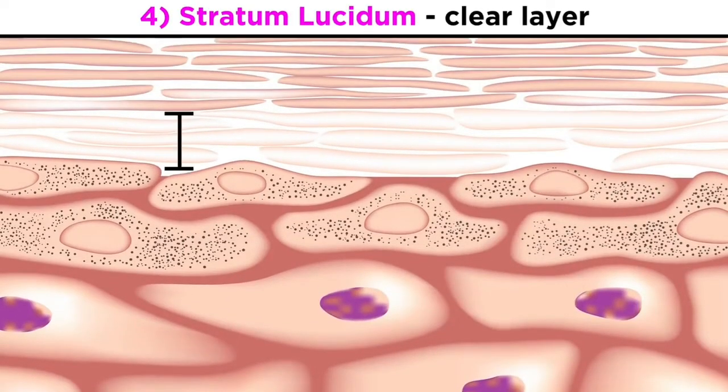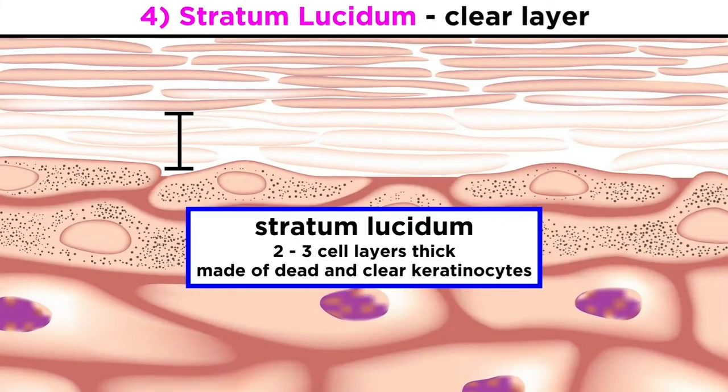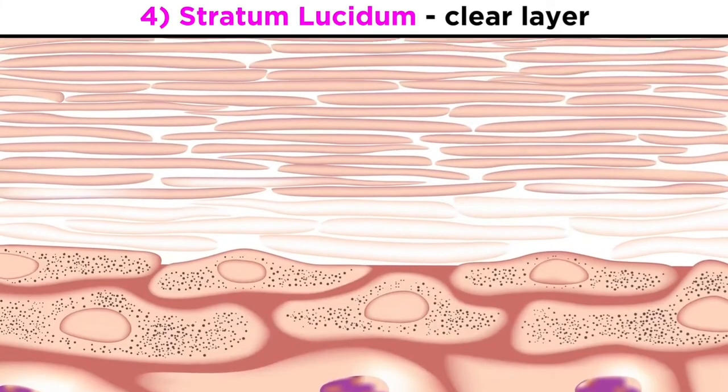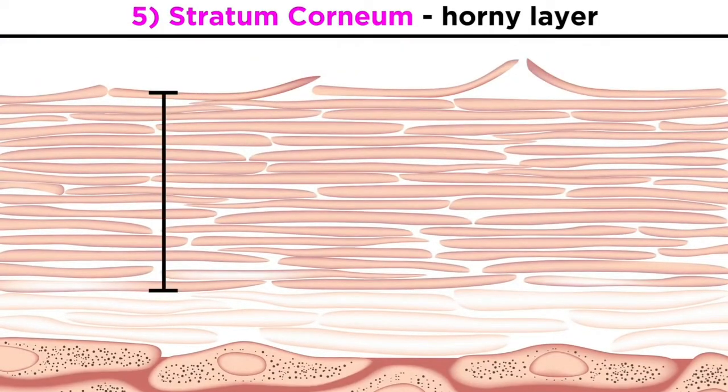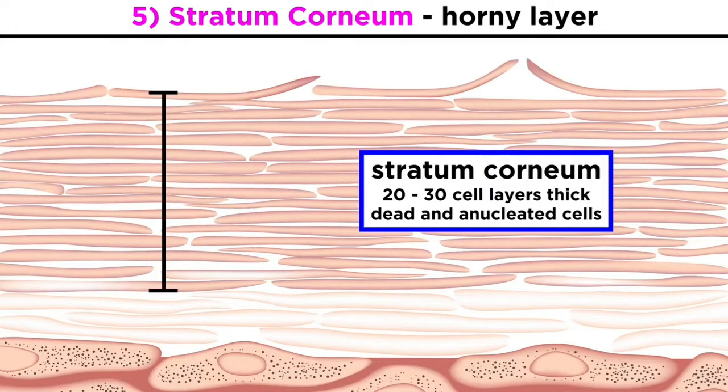Above this is the stratum lucidum, or the clear layer. This is 2 or 3 cell layers thick, made of dead keratinocytes, and lastly, there is the stratum corneum, or horny layer. This outermost section is 20 to 30 cell layers thick, and all of these cells are anucleated, meaning the nucleus has disintegrated.